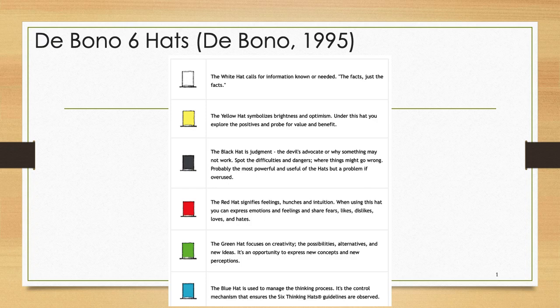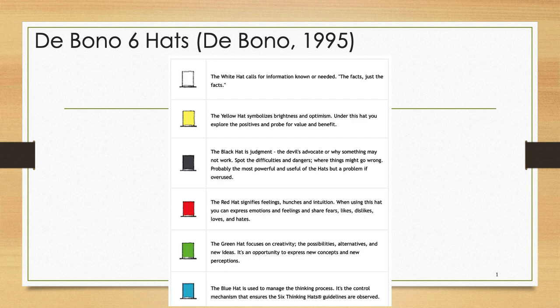And then I have a model for you now which will help you to think creatively. It is a parallel thinking model by De Bono and is widely used. So consider that you have an idea and you will have different heads to judge and evaluate your ideas. Okay, first you have your white hat, and the white hat calls for information known or needed, the facts, just the facts about your idea.